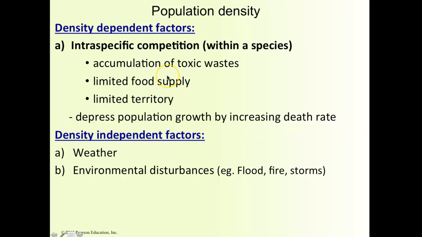When you have competition, there's going to be individuals that will lose, right, and they'll die. They'll either die from the actual competition, or they'll die because they're not getting the resources they need. And then you have density independent factors. So this doesn't matter how many organisms there are. It's completely independent of that. So weather or some kind of environmental disturbance.